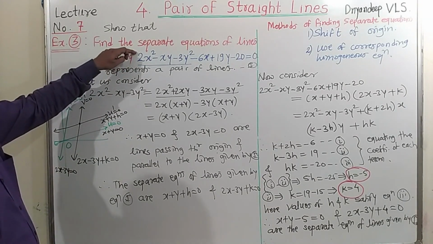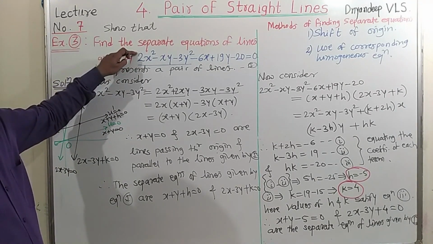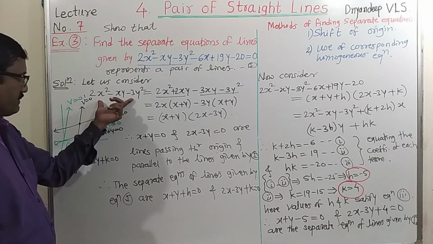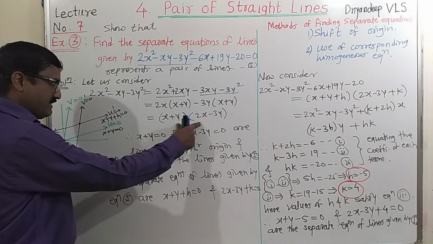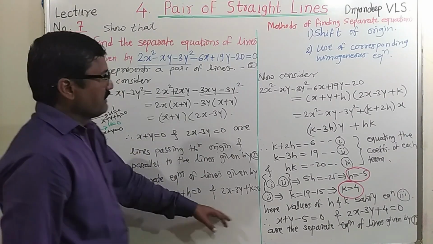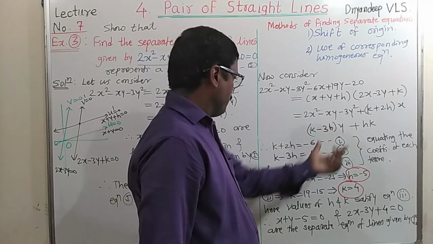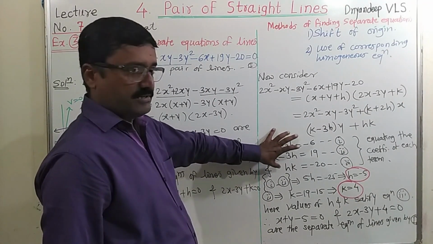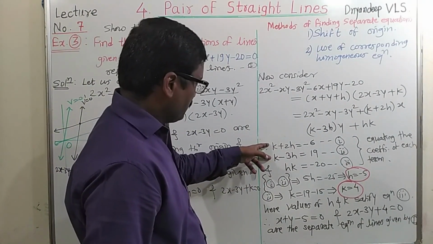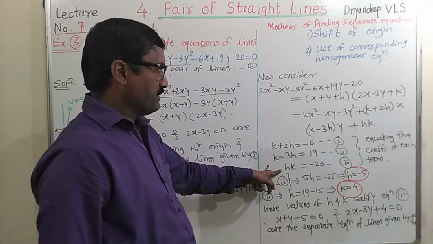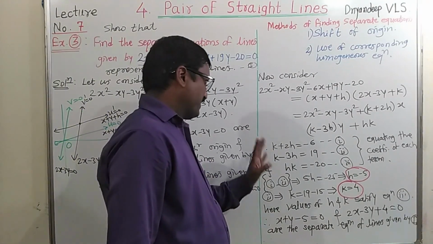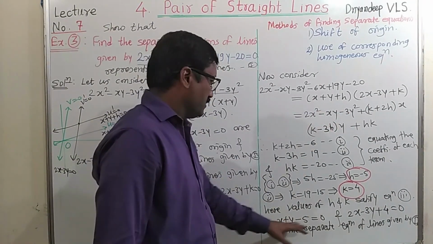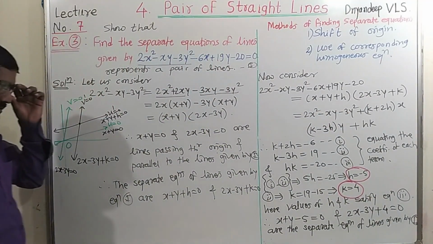Directly try to find the separate equations of this given equation. For that, once again take the corresponding homogeneous equation. Find the factors, take values of h and k, then equate these two equations. You will get 3 equations in h and k. Find the values of h and k from 2 equations, check whether they satisfy the third equation. If it is possible, then these values of h and k are correct. Put those values here, you will get the separate equations of lines.